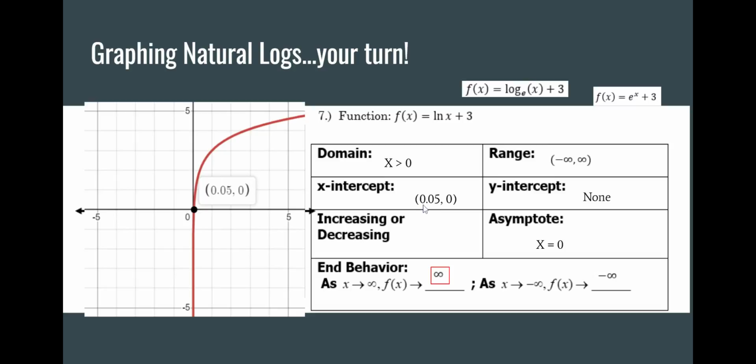The x-intercept I have here is (0.051, 0). It's that coordinate point. The y-intercept does not exist. Our function never crosses the y-axis. This function is always increasing, always, always increasing, because we read functions from left to right. The asymptote is x equals 0. And our end behavior, as x goes to positive infinity, so does y. As x goes to negative infinity, so does y. Don't pay any mind to that red box there. That was just human error.